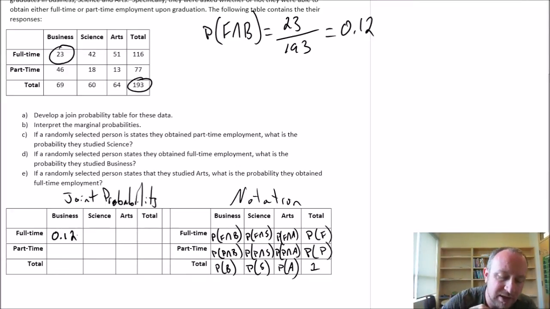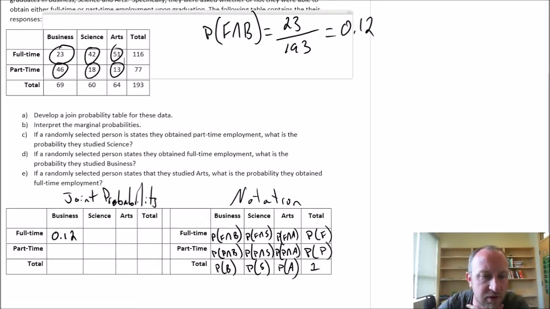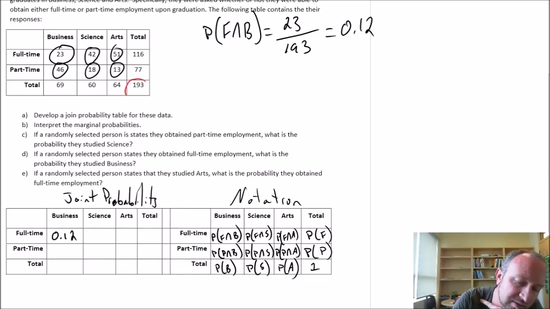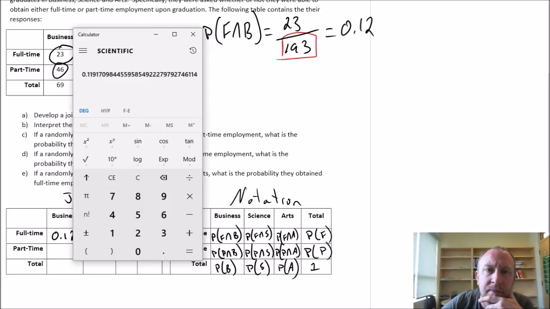Okay, so let's go ahead and fill in the rest of them. For all of these calculations, let me color code these. So all of these black circles that I'm going to use first, those are all going to be those intersections. They are all going to be divided by this same denominator. So all of the calculations are going to be done with 193 as the denominator because that's our total number of students.